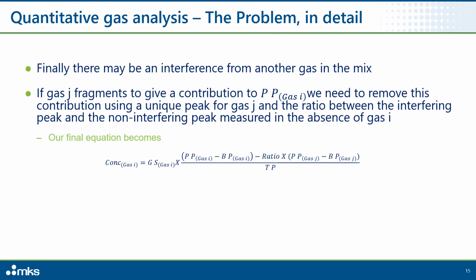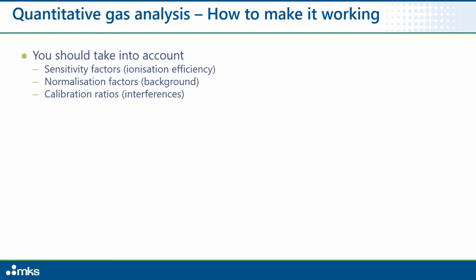That all sounds very complicated, but the good news is that we have software dealing with all these aspects. So that software should take into account the gas-specific sensitivity factors due to different ionization efficiencies, the normalization factors on system backgrounds, or the calibration ratios in case that we have signal interferences.